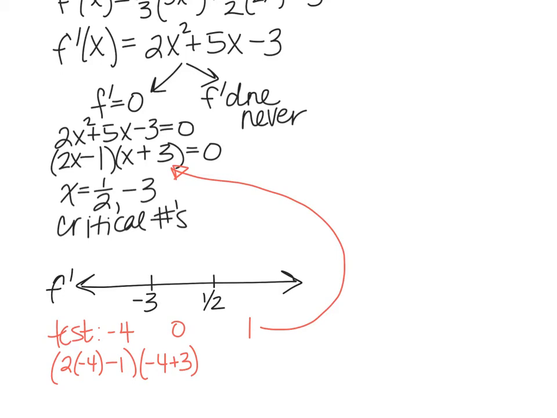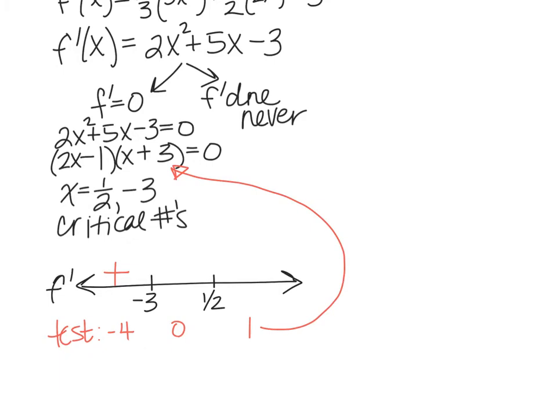So 2 times negative 4 is negative 8, minus 1 is negative 9, so that's a negative. And negative 4 plus 3 is also a negative. So I really end up with a negative times a negative, which overall results in a positive. So I put a plus sign on my number line here to indicate that I will end up getting positive first derivatives, positive outputs, when I put in values that are smaller than negative 3.